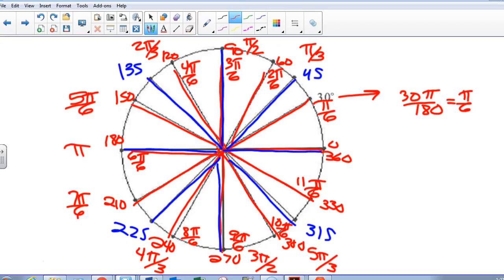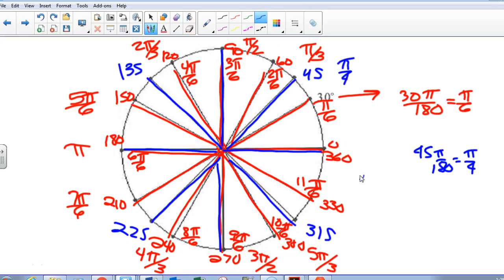Now I need to go back and do the what? The 45s. But remember, the 45s also hit the 90s and those quadrants, right? So we had 0, pi over 4. Do you know how we got pi over 4? 180 divided by 4 is 45, right? Times pi over 180, yes, is it pi over 4? Or you can just memorize it. It's pi over 4. So that's the first one.